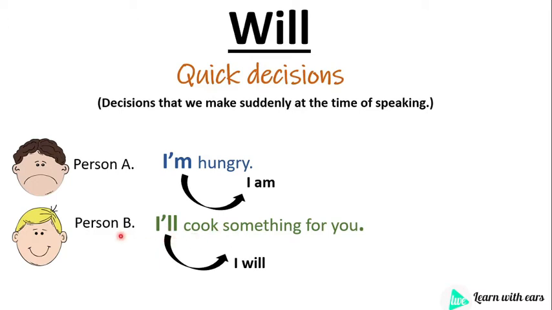So here we use will. I'll. I will. Okay? I will cook something for you. Let's see some more examples. I'll eat a sandwich. Okay? I'll is a contraction form of I will. Eat a sandwich. Remember, we will not say the D in sandwich because this D is silent. We will say sandwich. If you want to know more about silent letters, you can click here and watch the video, or you can get the link in the description box.